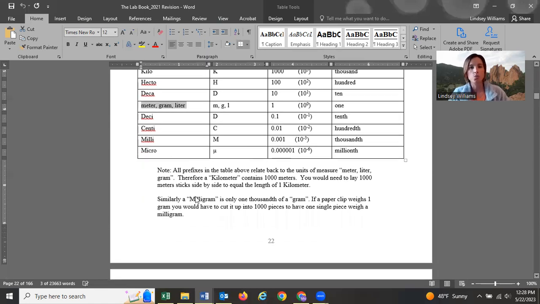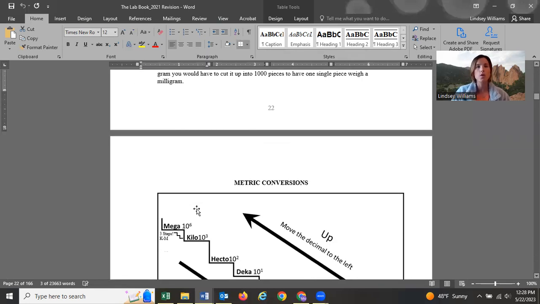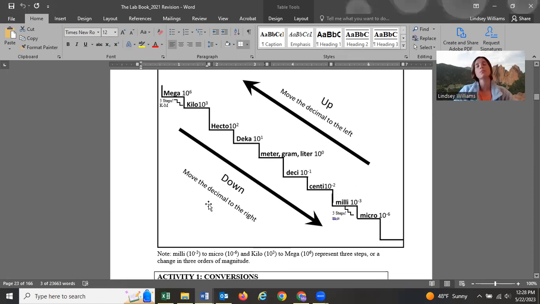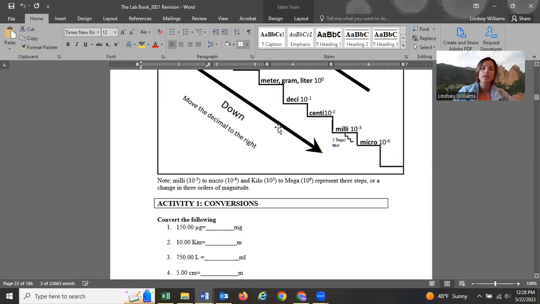Now, as you work through this, you're going to review all that information. And I really like this scale because it helps you understand, okay, I'm stepping up versus I'm stepping down. And then we put this little reminder in here. When we go from milli to micro, we're 3 steps. And when we go from kilo to mega, we're also 3 steps.